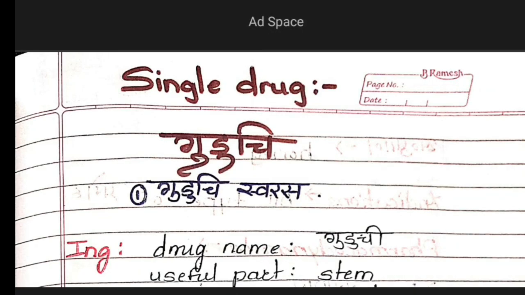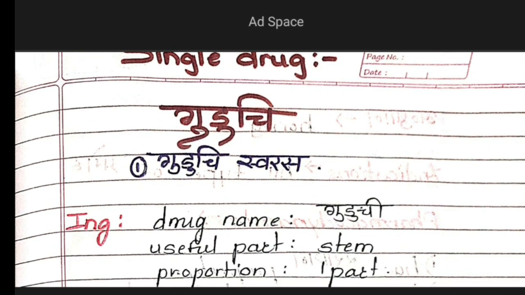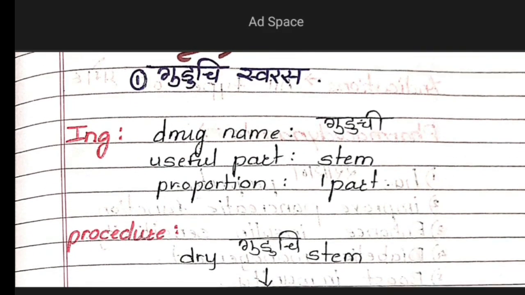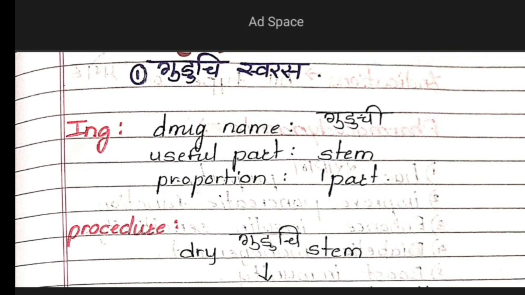Welcome everyone. Today we are learning single drug from the Bhaishajya Kalpana, second chapter, in which 2.1 Guduchi. First one is Guduchi Swarasa. Ingredients: drug name Guduchi. Useful part is stem. Proportion is 1 part.